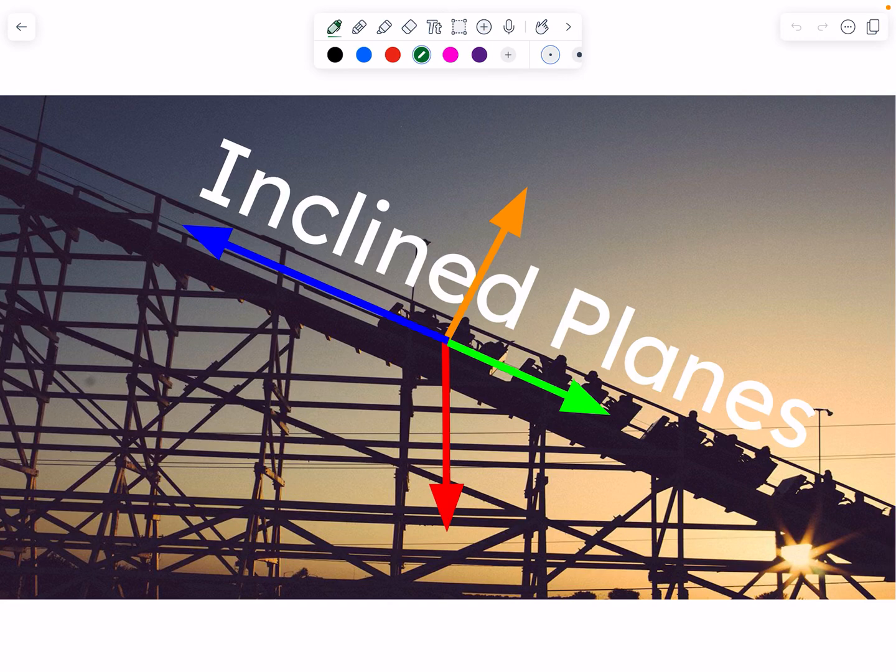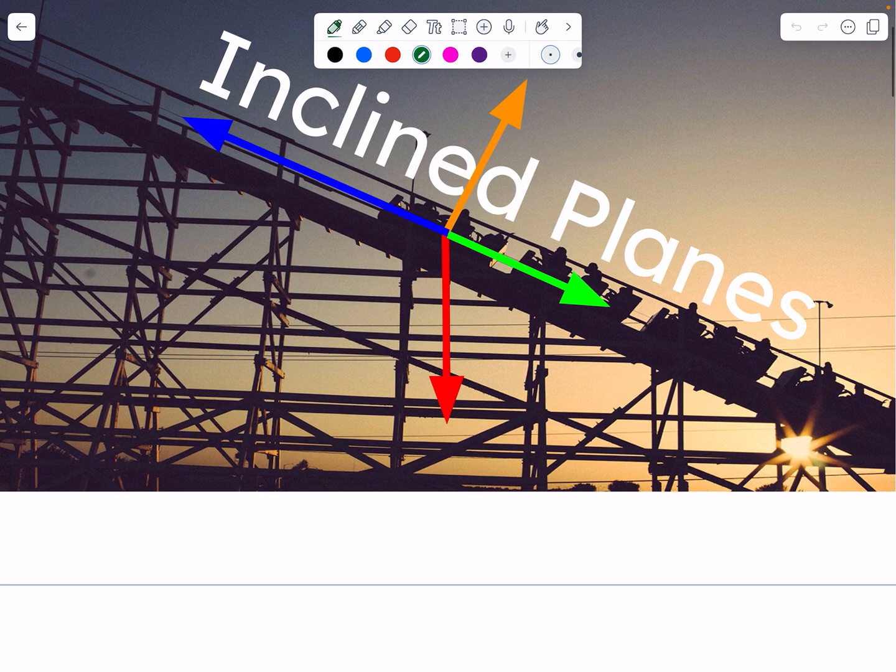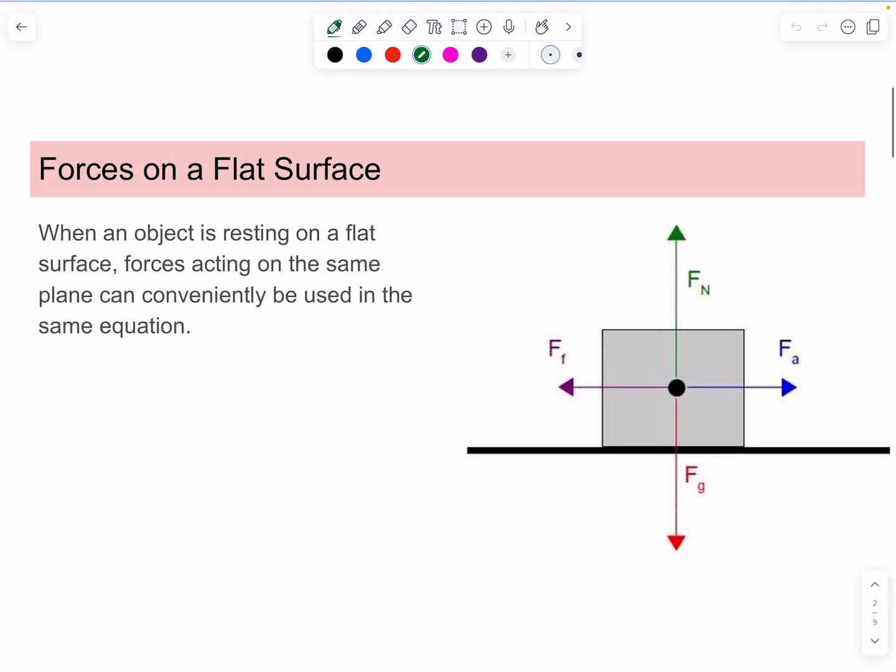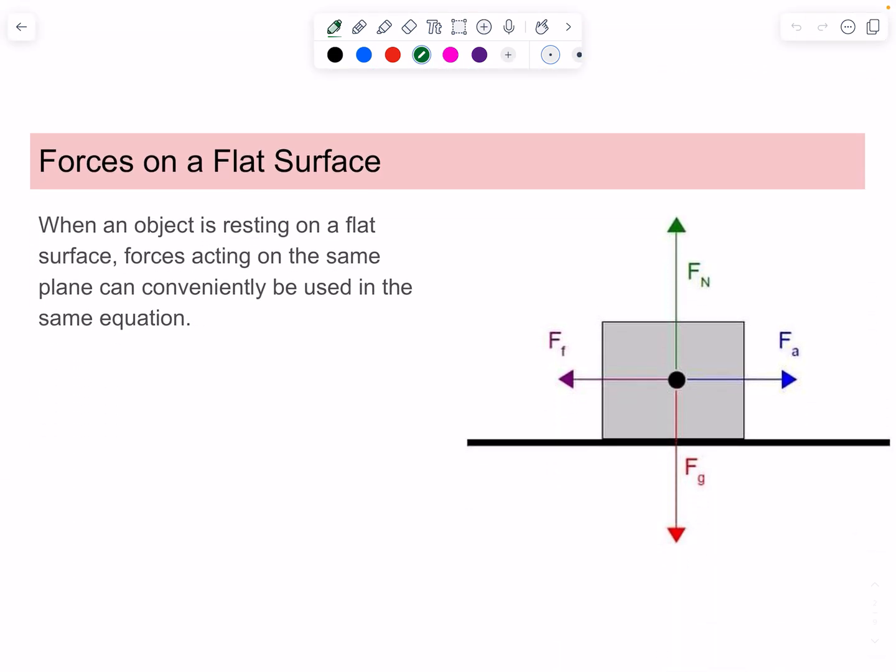Today we're going to talk about inclined planes. But before we get into that, let's refresh our memories on forces when an object is resting on a flat surface. So when an object is resting on a flat surface, the forces acting in the same direction can conveniently be used in the same equation.